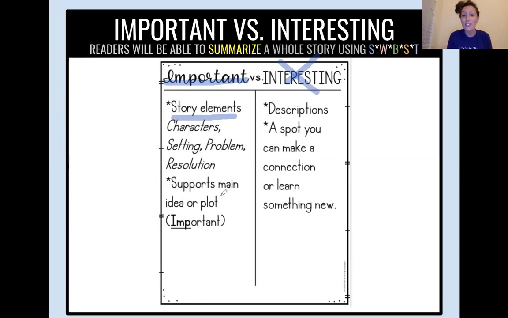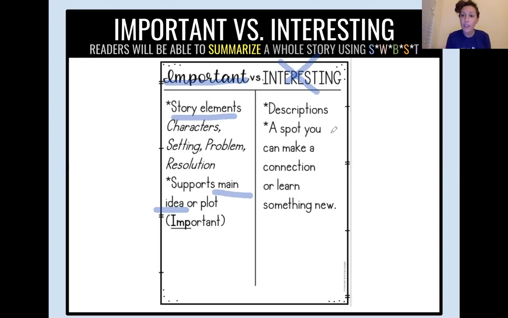Also, anything else that supports the main idea, which is what we practiced all week. We know all about our supporting details that tell us about the main idea. So your story elements and your main idea are going to be your important details from the text that you want to include in your summary.